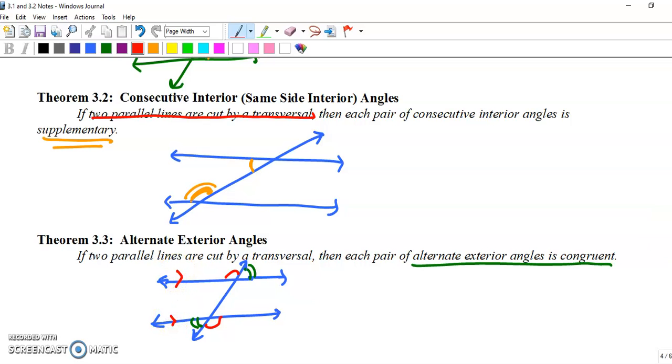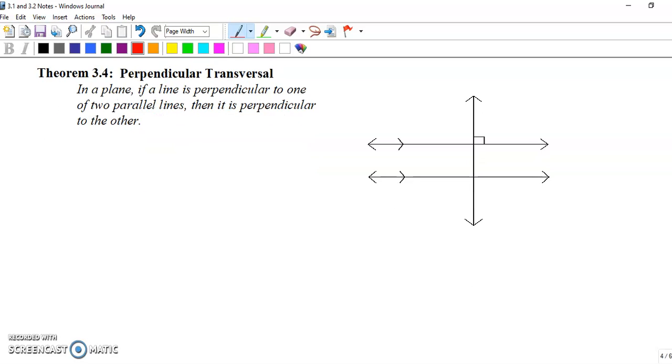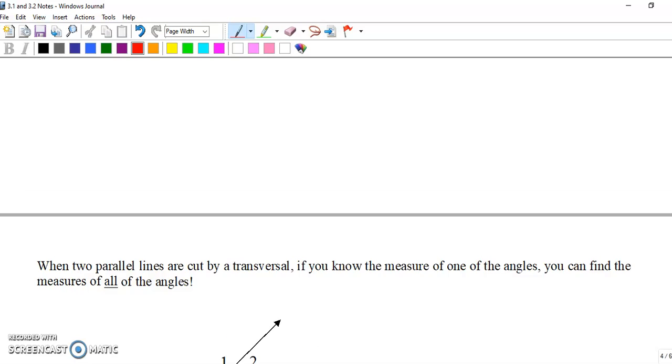Okay? And this is really more of an extension off of one of those. If you have two parallel lines, and a line, this one here, is perpendicular to this one, then it must also be perpendicular to the other. It's really just an extension. The corresponding angles would have to be congruent. Okay, you could get there lots of ways. So it's really sort of a special case of the previous ones.